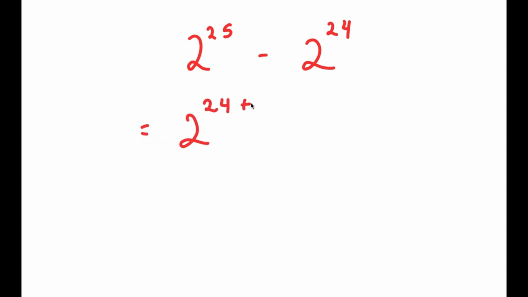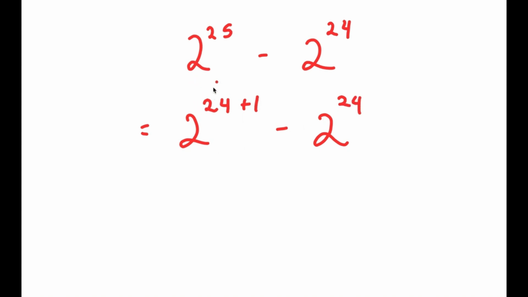Alright, so in this video, I'm going to solve the problem 2 to the power of 25 minus 2 to the power of 24. So to solve this, I'm going to first start by rewriting 2 to the power of 25 as 2 to the power of 24 plus 1. So I have this minus 2 to the power of 24.